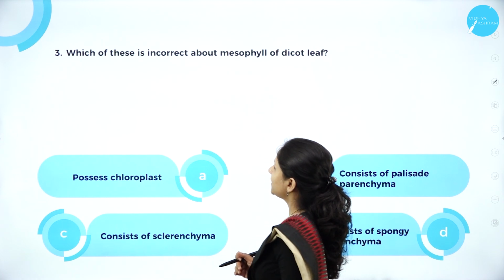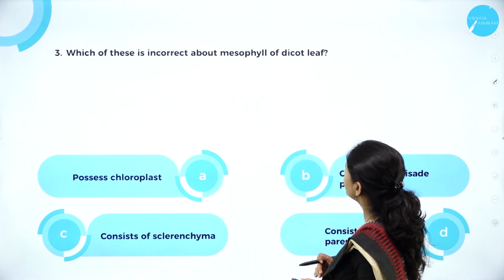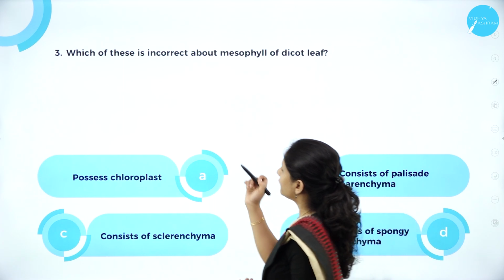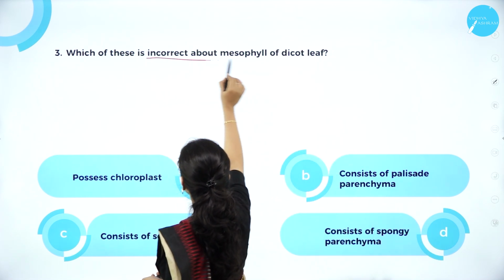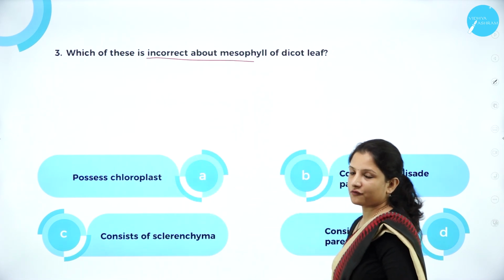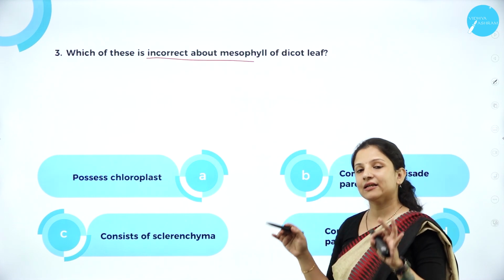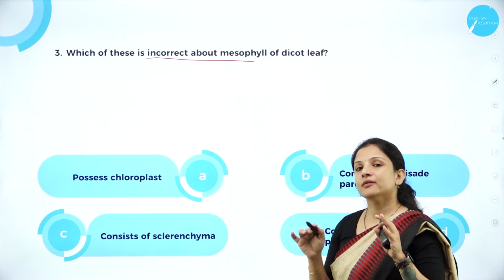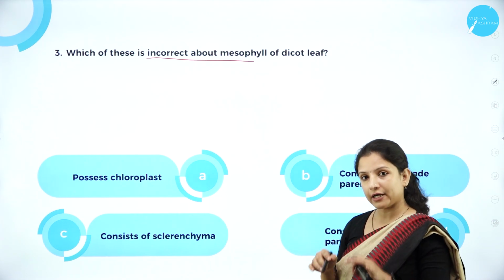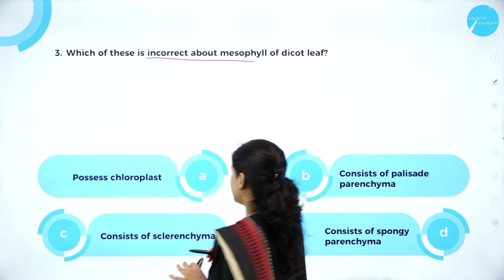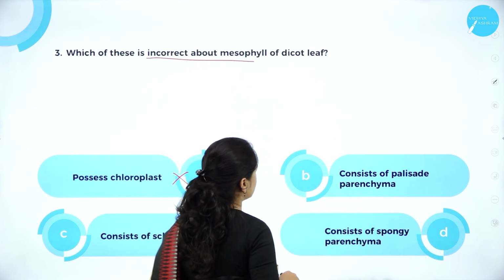Next question, which of these is incorrect about mesophyll of dicot leaf? So we have to find the wrong statement about the mesophyll. Here, "possess chloroplast", yes, that is the palisade and the spongy parenchyma that is present in the mesophyll of dicot leaf. They have chloroplast pigments in them. So therefore this option is not correct.